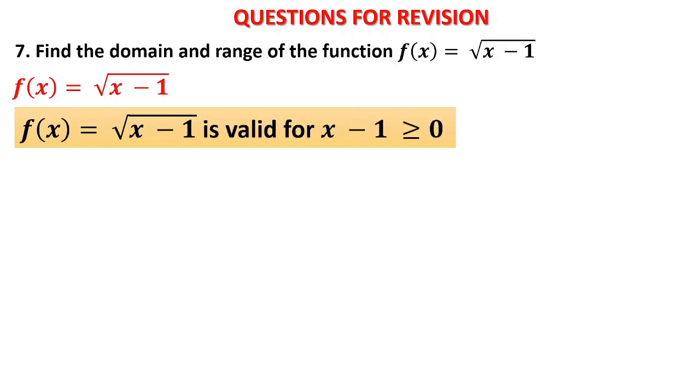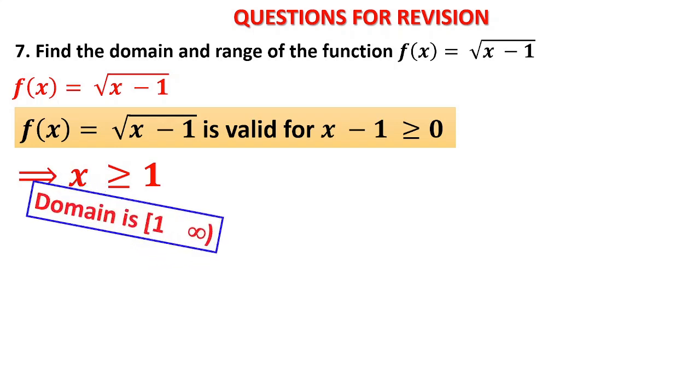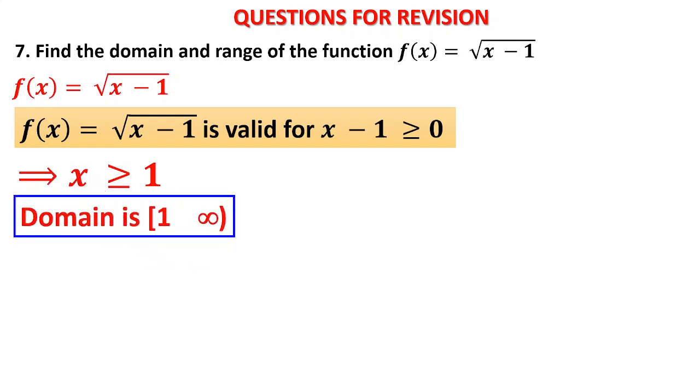For the domain, you have been given a square root function. Therefore, a function is valid only when you have a non-negative number inside the square root. Therefore, x minus 1 should be greater than or equal to 0. Otherwise, you will not have any image. What is the meaning of x minus 1 greater than or equal to 0? x is greater than or equal to 1. What is the meaning of x greater than or equal to 1? It is the set of all real numbers lying between 1 and infinity. That is, it goes from 1 to infinity. Therefore, this is the domain.